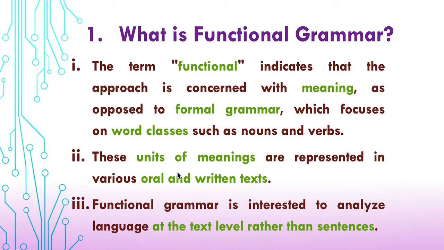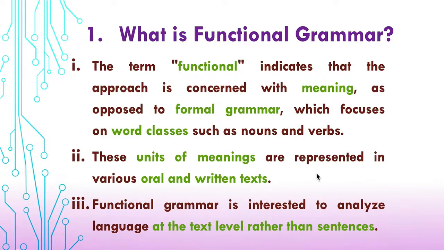We move to point number 2. These units of meanings are represented in various oral and written texts. Look, units of meanings here means that when we say we study functional grammar in relation to meaning, meaning from where? Meaning from what? So we derive meaning from texts, and there are two types of texts generally. The first type of text is oral text. Oral text means the spoken form, and then we have the written text that we write.